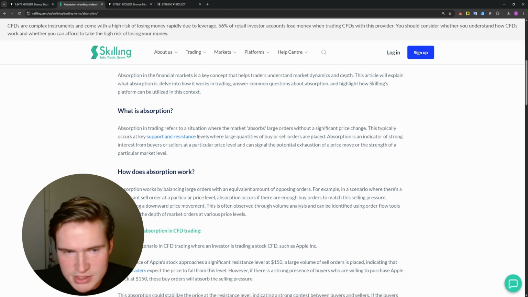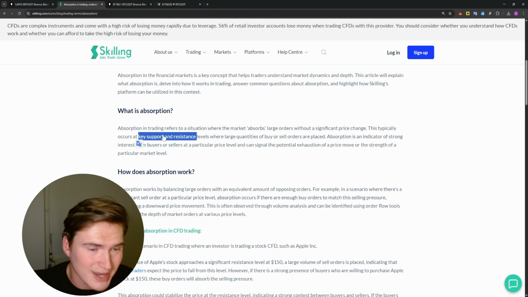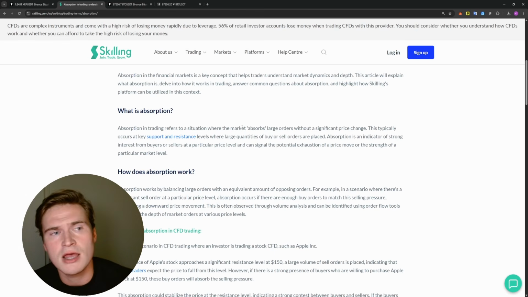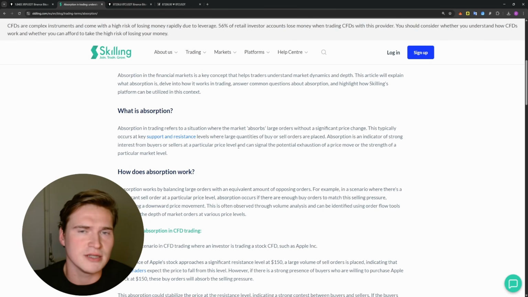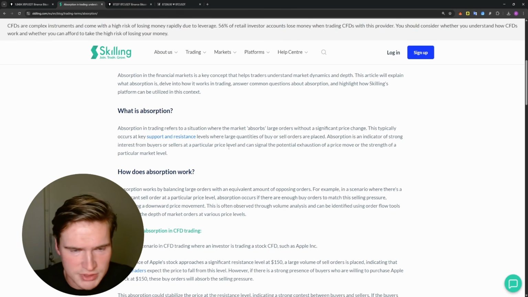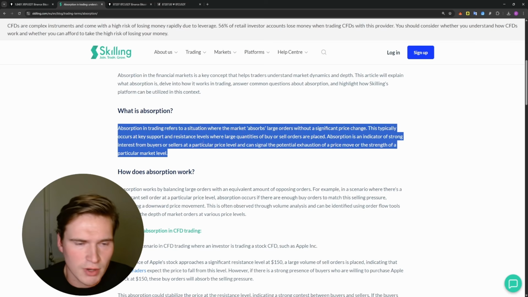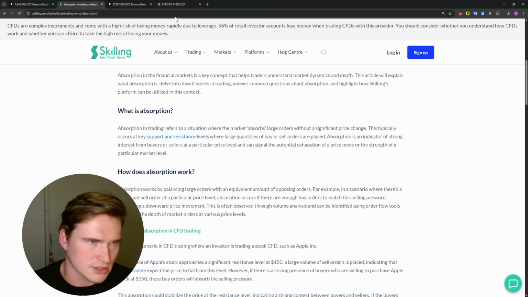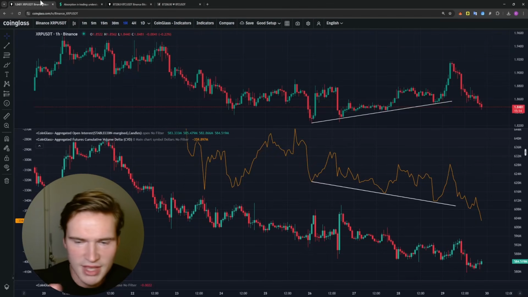A couple of things I do want to say. This is not necessarily true. It can occur at key support and resistance, but not necessarily. It can also create new strong support and resistance levels. And generally, what I would like to add is that absorption very often is passive selling or passive buying, right?